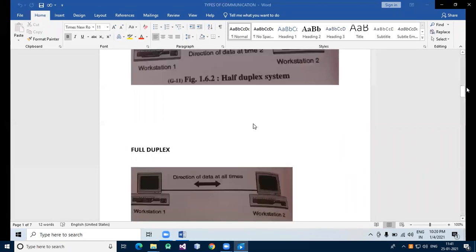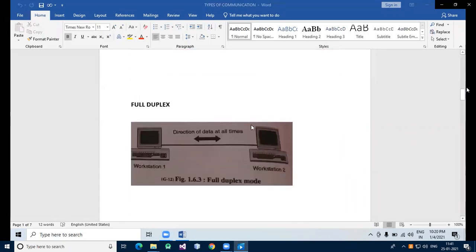Then full duplex. Here let's see the full duplex. These are truly bidirectional systems as they allow the communication to take place in both directions simultaneously. This system can transmit as well as receive simultaneously. For example, the telephone system. A full duplex data communication system is shown in this diagram. Each station can transmit and receive simultaneously.